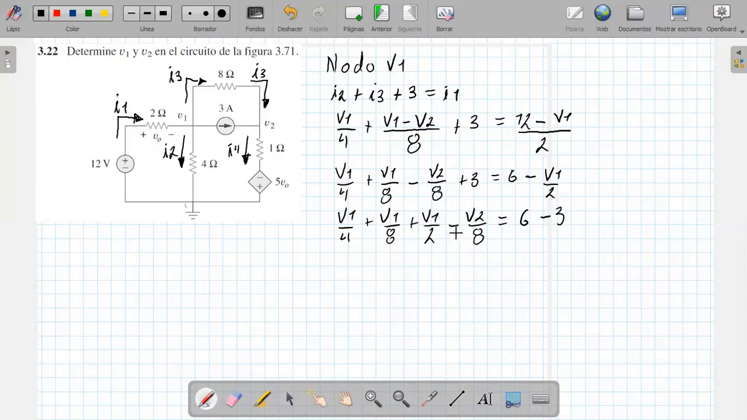So if I operate all of this, it's going to give me 7 over 8 of V1 minus V2 over 8 equals 3. I multiply this by 8. It has to be this by 8 and this by 8. I get that equation 1 would be 7V1 minus V2 equals 24.